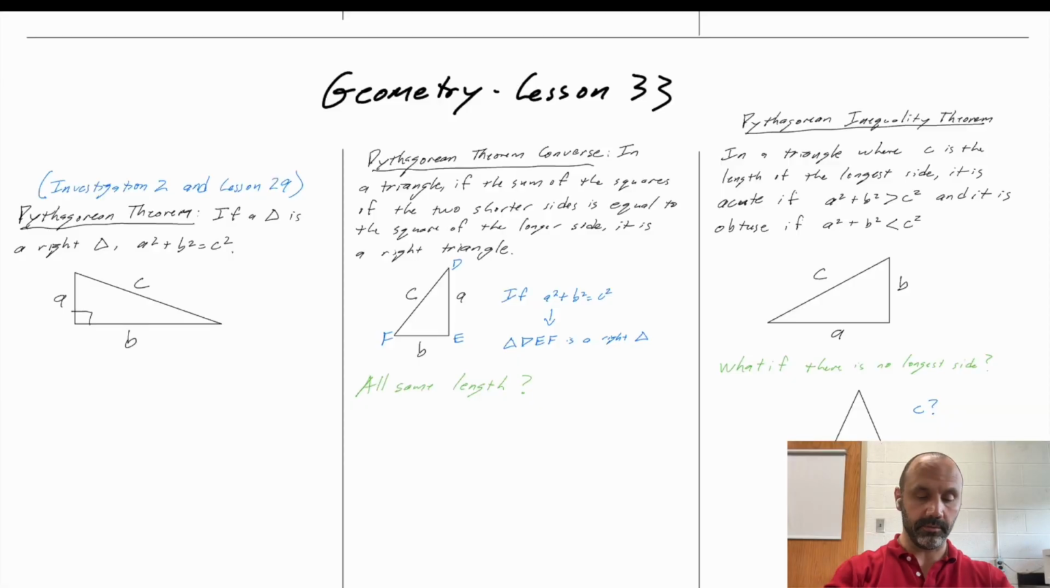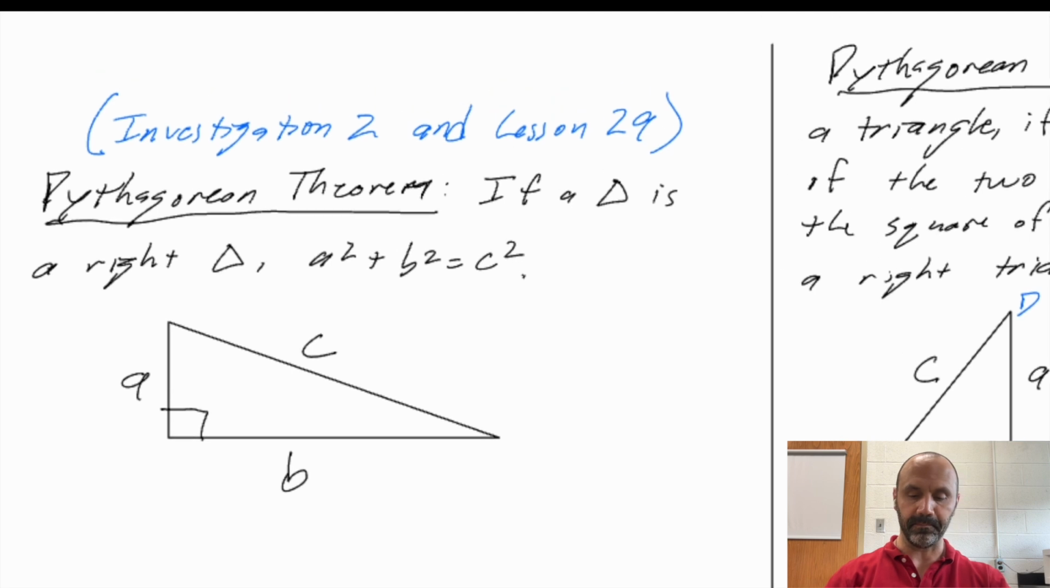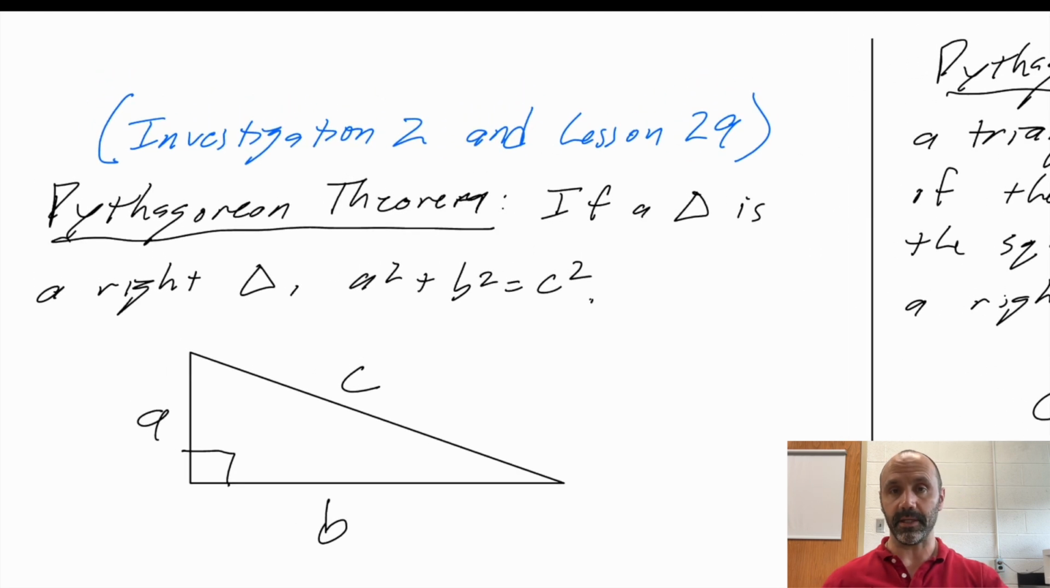So we're going to start with a quick review of the Pythagorean theorem, which we looked at in Investigation 2 and in Lesson 29. Basically, if a triangle is a right triangle, then the sum of the squares of the two smaller sides is equal to the square of the hypotenuse. And illustrated here, a squared plus b squared equals c squared, where a and b are the legs and c is the hypotenuse. This also goes the other way. So the Pythagorean theorem says if it's a right triangle, then we have those proportions.